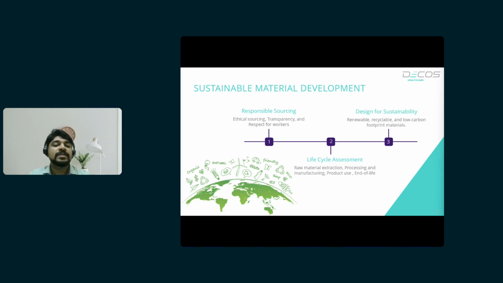The third is design for sustainability. This involves prioritizing renewable, recyclable, and low carbon footprint materials. It also incorporates circular design principles to extend the lifespan of the product and material.